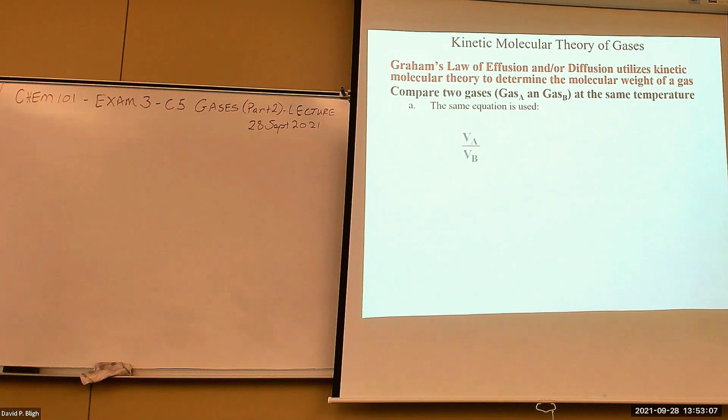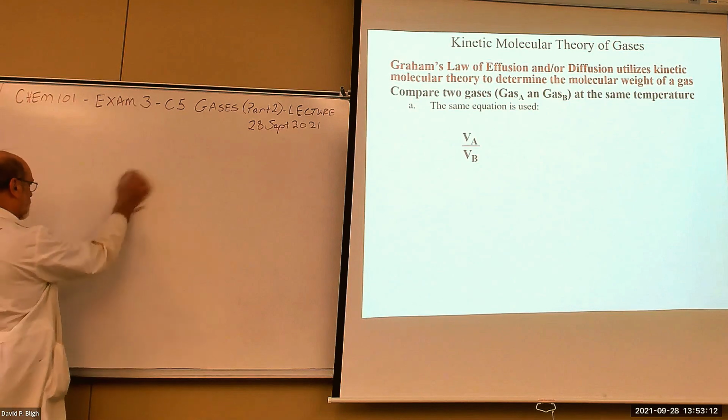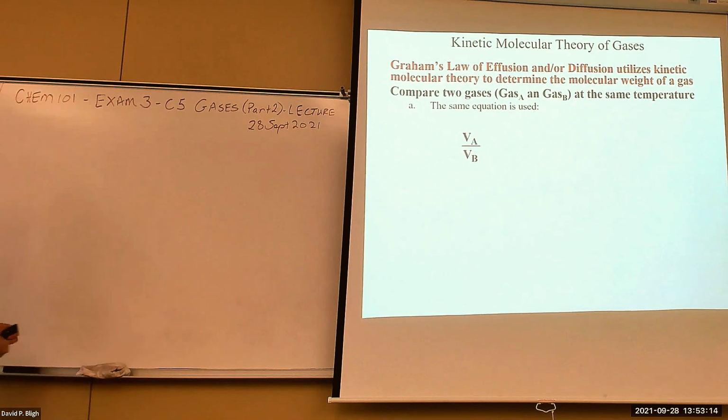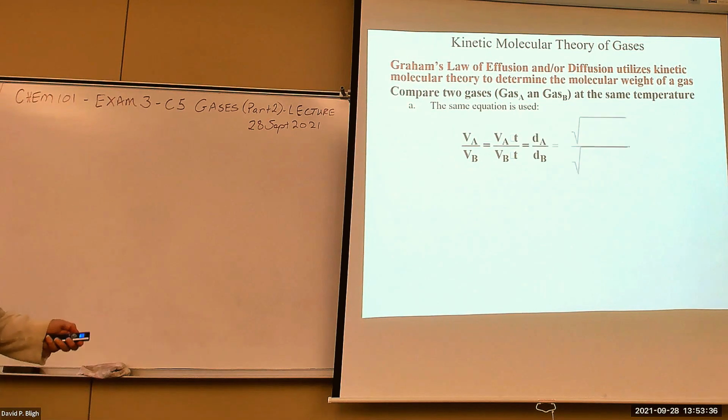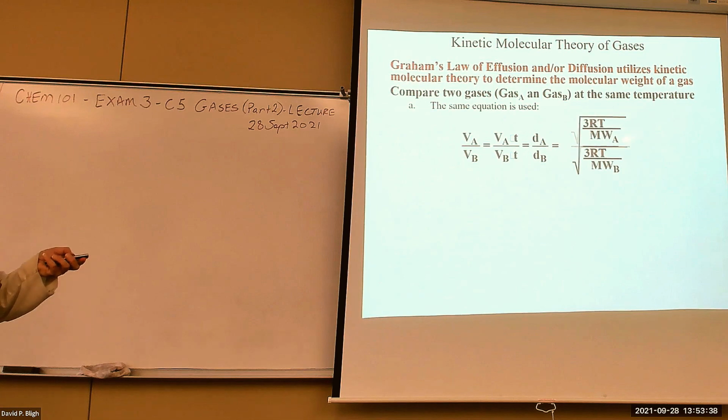Okay. So one last law. This is Graham's law of diffusion. And it allows us to relate two different gases, a known gas and an unknown gas. And we relate the velocities of each of the gases. There's gas A and gas B. When we ratio those, velocity times time is distance, right? And that's equal to, right? Here's the velocity for A, there's a velocity for B.